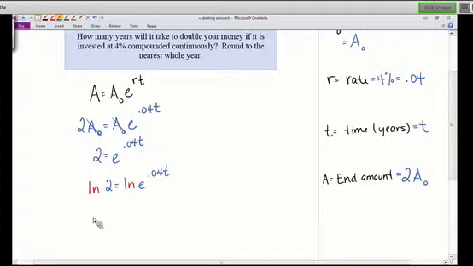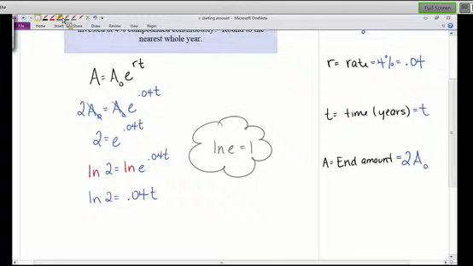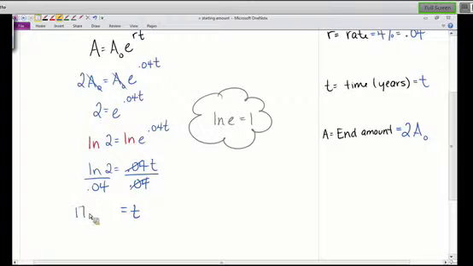Now when we bring our exponent 0.04t in the front of our natural log, ln of e is going to equal 1. It's a property of log: ln of e is equal to 1. So our base e basically drops out. Now to solve for t, we divide both sides by 0.04. Therefore, t is going to give us a decimal.